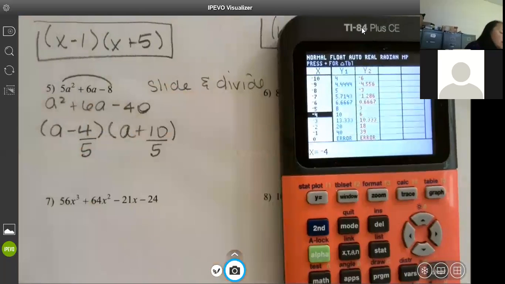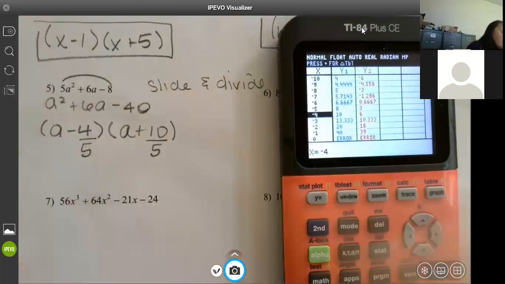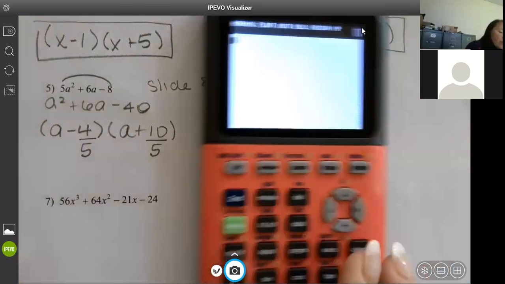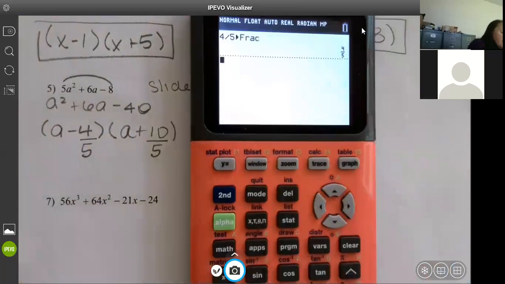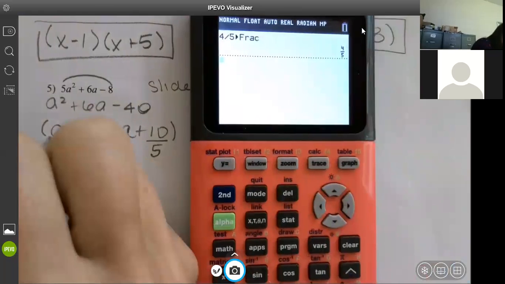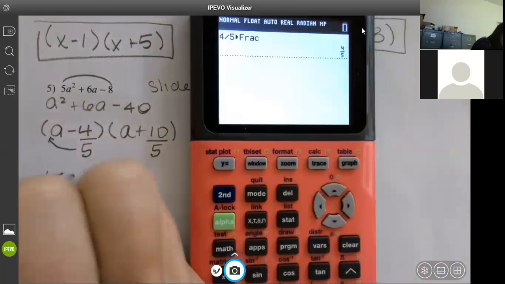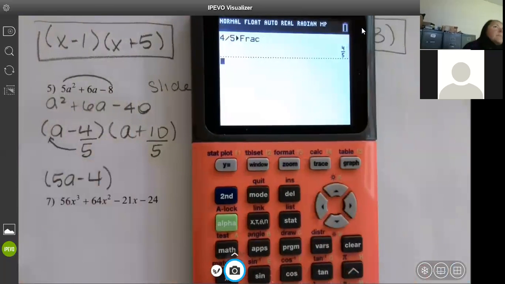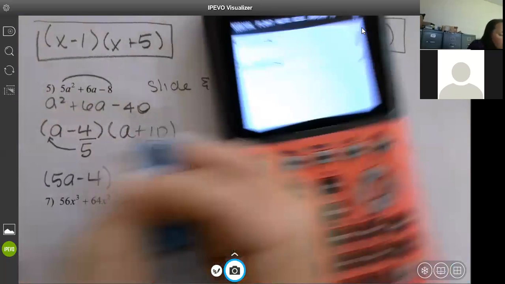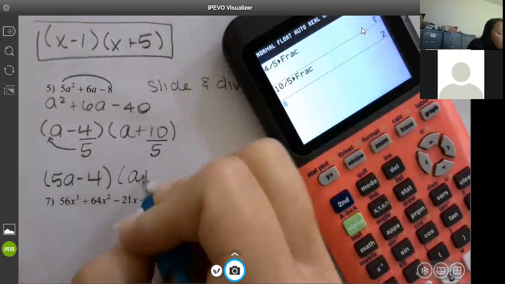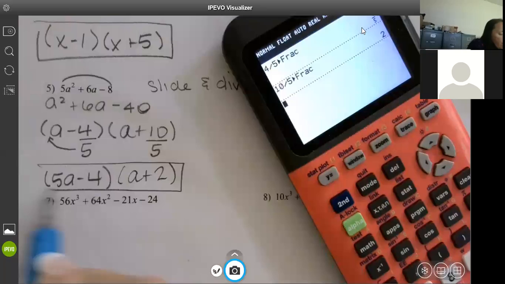Okay. 4 divided by 5, if you're not sure if it reduces, remember we do 4 divide 5, math, enter. It doesn't, so the 5 goes up. There's your first factor. 10 divide 5, math, enter gives me 2. So it changes into a 2. That's it.